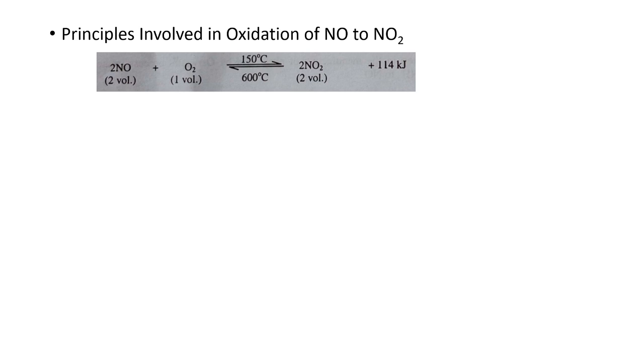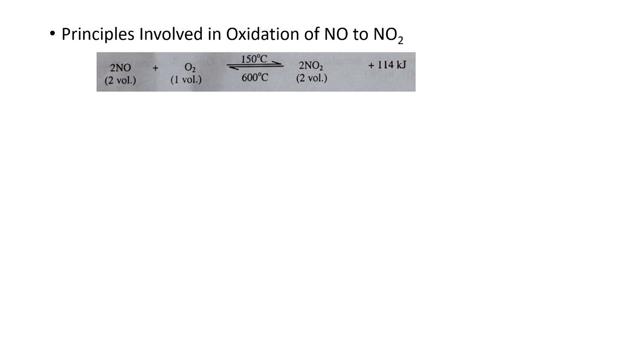So according to Le Chatelier's principle, high pressure and low temperature are favorable here. Why low temperature? Because the reaction is exothermic. High pressure, because volume is decreasing. So these two are the favorable conditions. This conversion of NO, nitric oxide, to NO2 takes place at 150 degrees Celsius. See, the reverse reaction happens at 600 degrees Celsius, so you should not let the reaction temperature rise. The reaction temperature should be maintained at 150 degrees Celsius and 6.8 atmospheres.